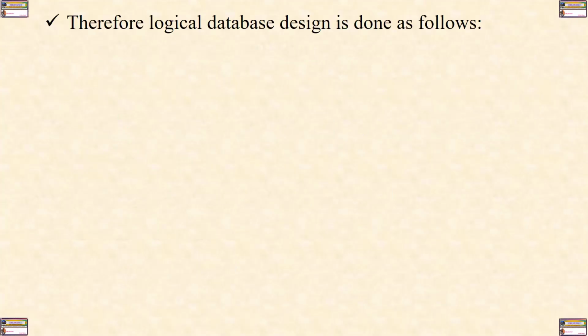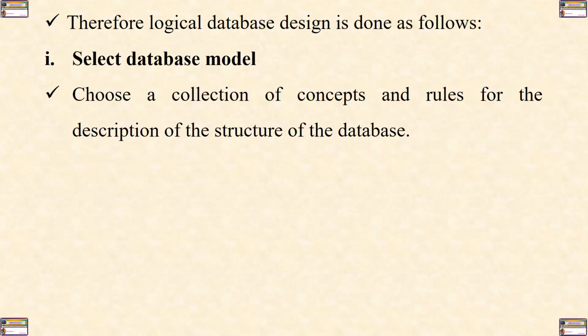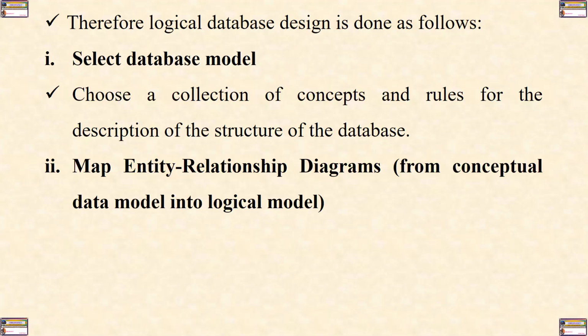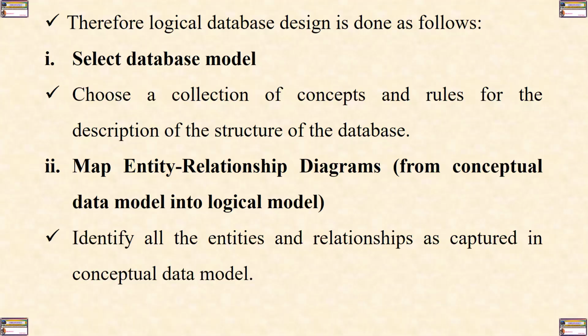Therefore, logical database design is done as follows. Number 1, you select your database model. Now, what is selecting a database model? Here, you choose a collection of concepts and the rules for the description of the structure of the database. Number 2, you map entity relationship diagrams from the conceptual data model that you have developed into the logical model.